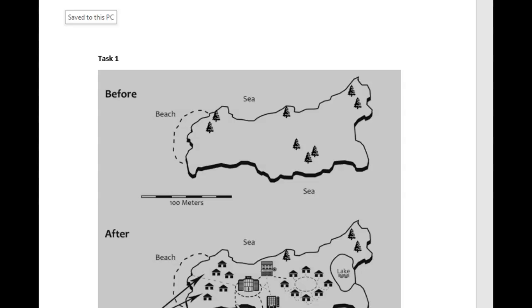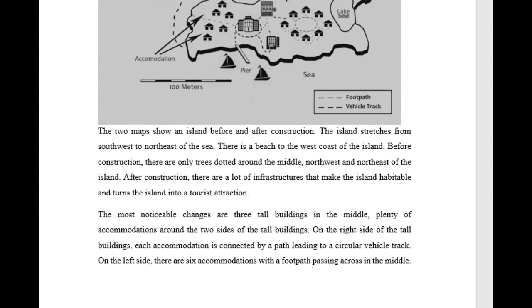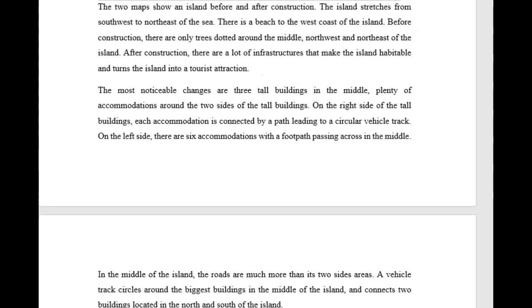So let's take a look at your last set of essays as part of this set. Let's see what you did. First up is the map.